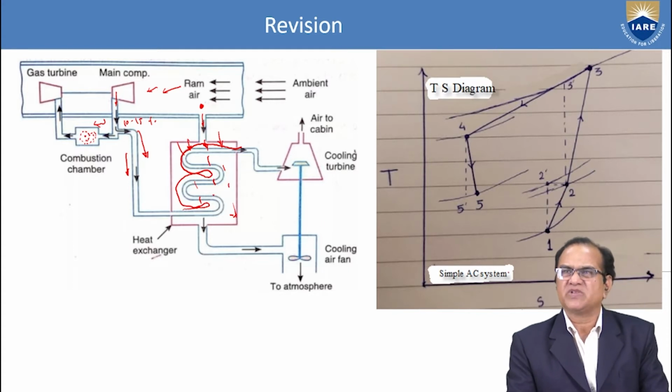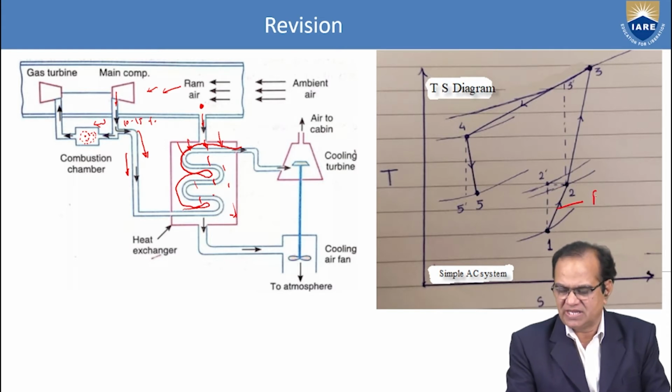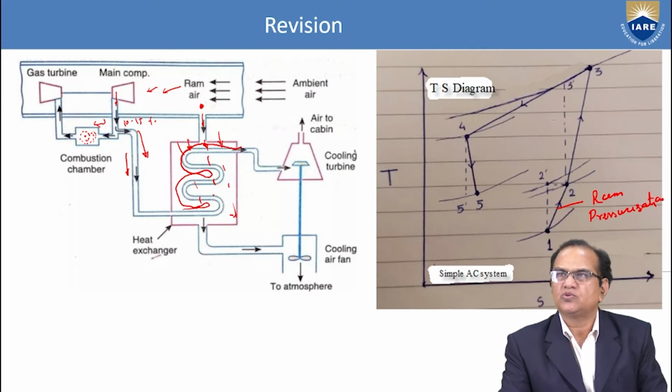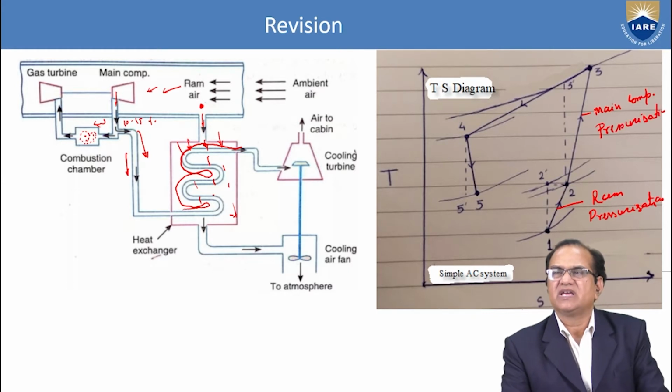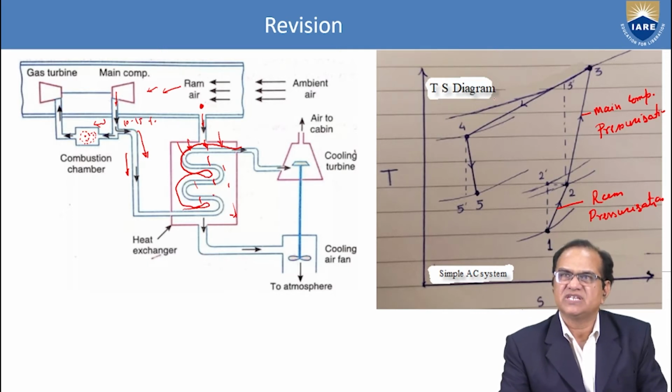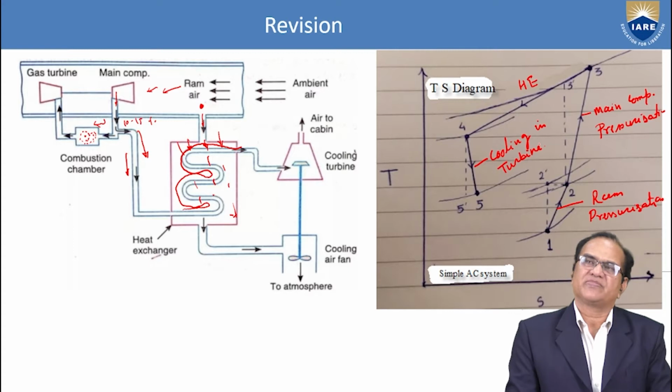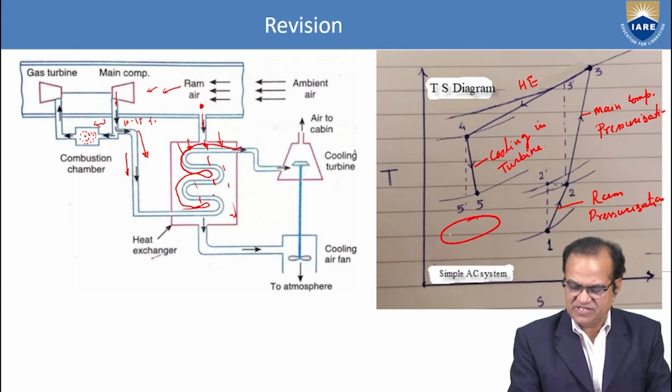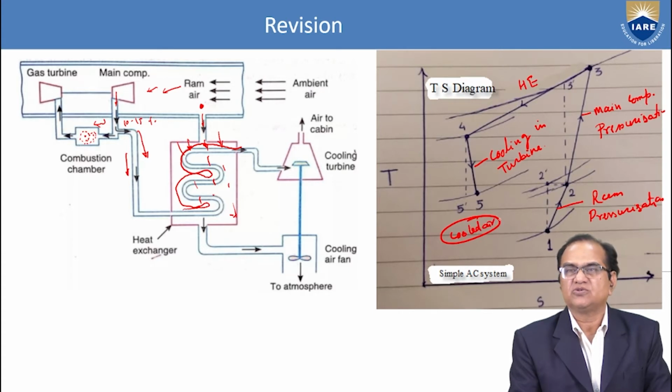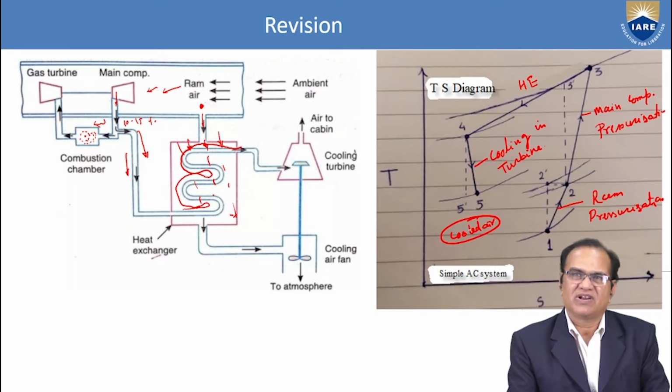The same processes are explained here. 1 to 2 is ram pressurization. 2 to 3 is main compressor pressurization. Then 3 to 4 is the heat exchanger. And then 4 to 5 is cooling in the turbine. Okay, so this is the process of the air conditioning, and in this way we get sufficiently cooled air which is used for the aircraft cooling and pressurization for different purposes.